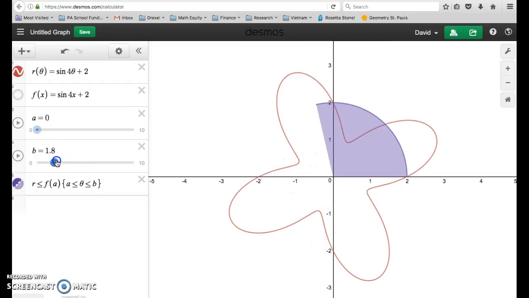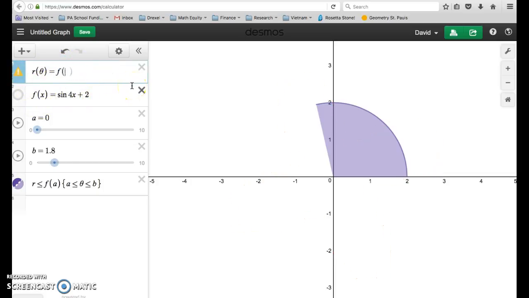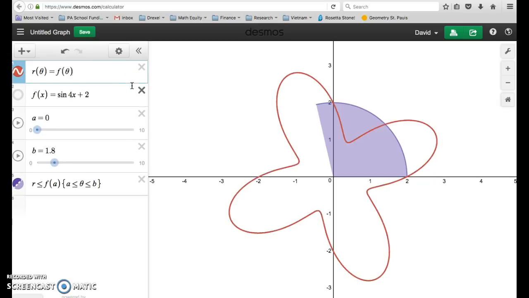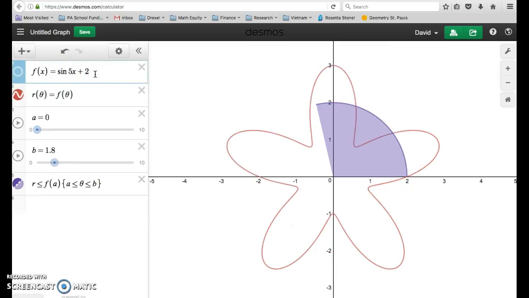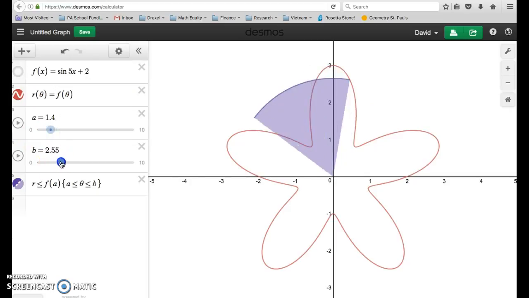In the course of actually making this video for Desmos, I figured out a way to circumvent having to type it in twice. Go back to your original r of theta formula and just use f in this definition. Then I can make f my primary function and change that once, and the whole graph will change accordingly. And there you go.